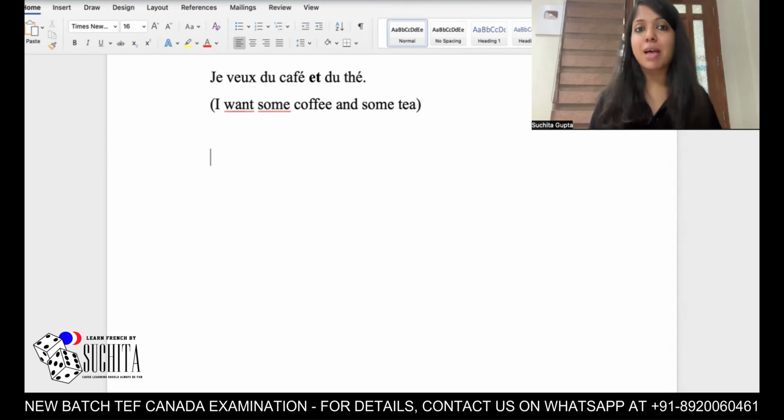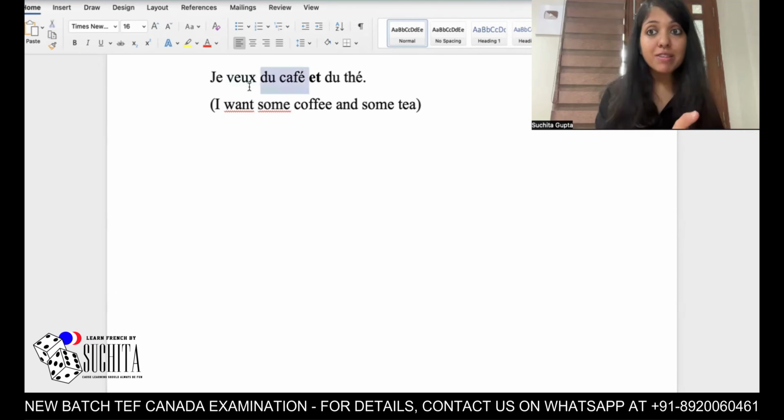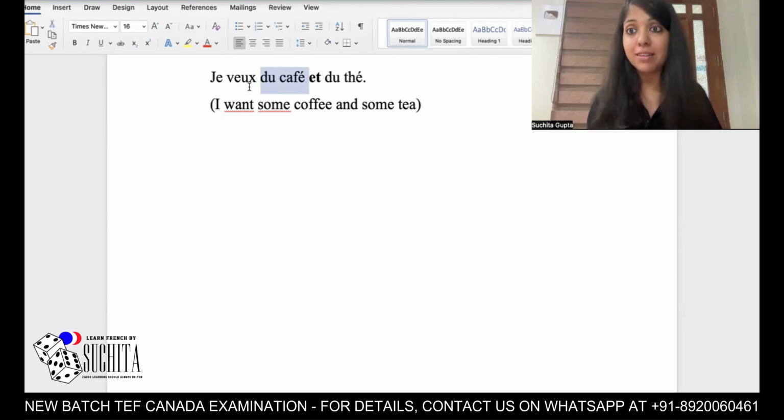Now let's look at our third example, which is je veux du café et du thé, which means I want some coffee and some tea. Now over here, the word is again et, which has to be negated. There are two things, coffee and tea. You have to search for the verb in your sentence. The verb is veux, which is the verb vouloir. Now before the verb, you're going to put ne. And then search for the first thing. The first thing is du café, some coffee. And the second thing is du thé. Before the first thing, you're going to put the first ni. And before the second thing, you're going to put another ni.